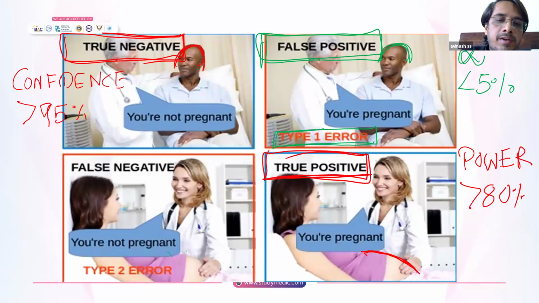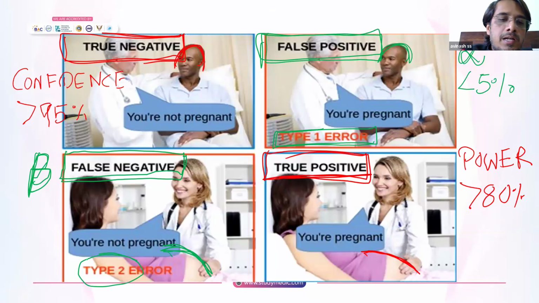Similarly, if this is the finding in the field and our study gives negative, it is a false negative finding. This is called the beta error, also called the type 2 error. The minimum tolerable beta error in any study should be less than 20%.